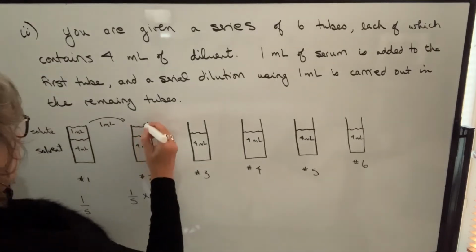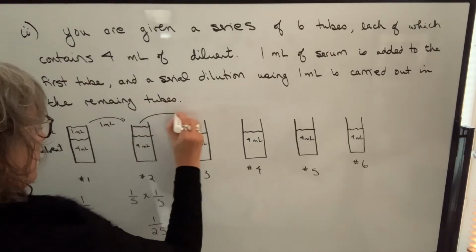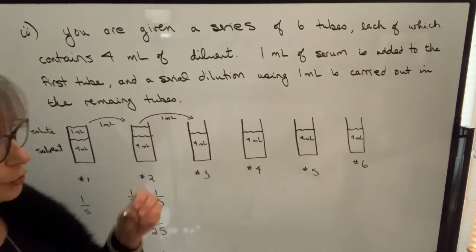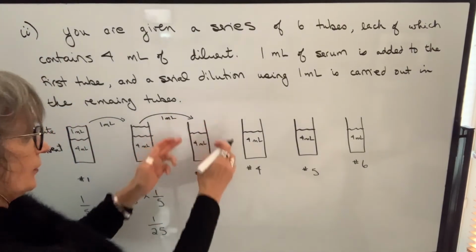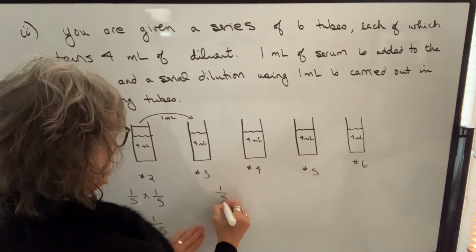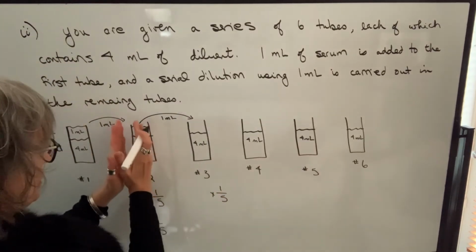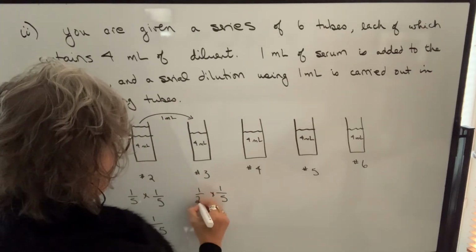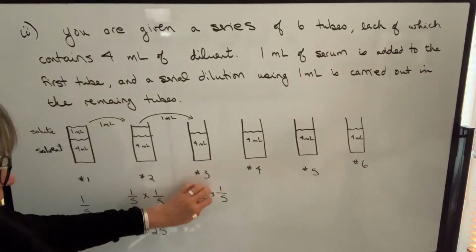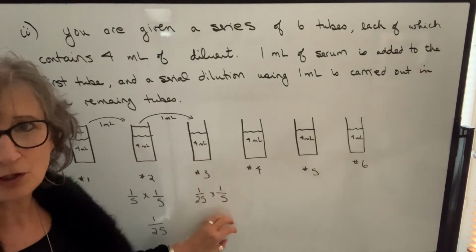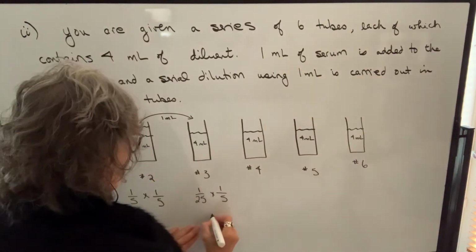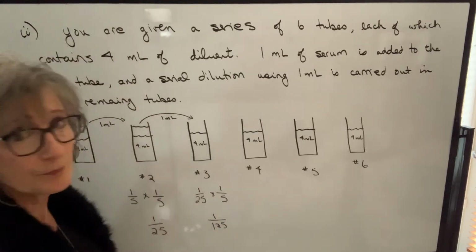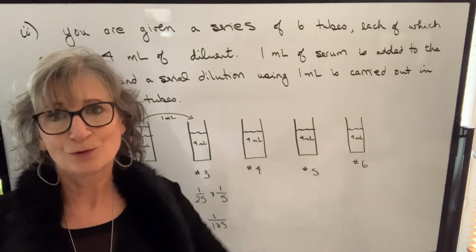We now take 1 milliliter from this tube and add it to this tube. So the tube dilution will be 1 out of 5. And the concentration of the solution we're adding to that is 1 over 25. So remember, we take our original concentration times our dilution factor to get our new concentration. So this dilution factor or concentration will be 1 over 125. And we just continue doing that for the whole series.